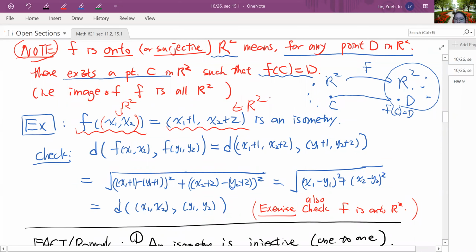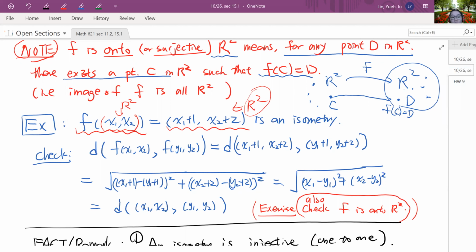First, I'm going to let you prove it yourself as an exercise. Prove this map is onto, meaning for any point in R2, you can find a corresponding pre-image. That should be easy to check algebraically. But I want to show you at least the part for checking the distance preserving. So let's check that f preserves distance.